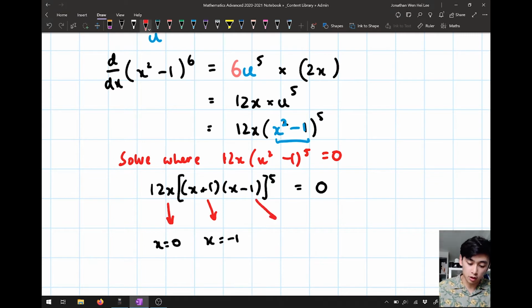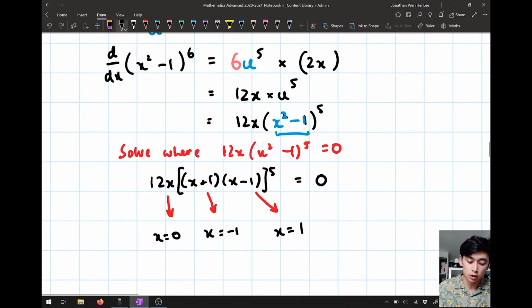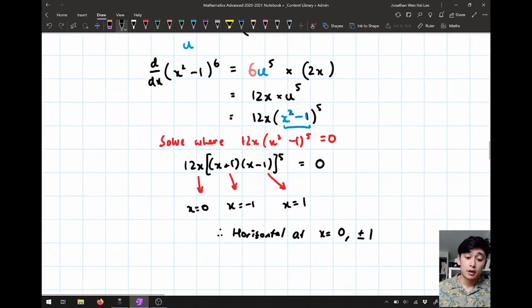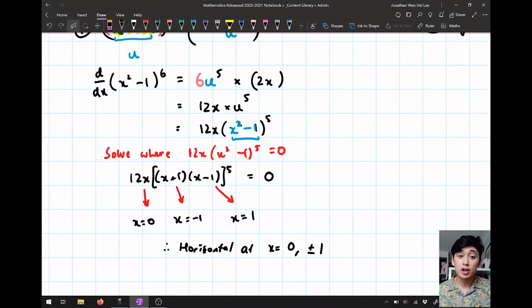And my third one, x minus 1, means that x is equal to 1 is a solution. So therefore, the gradient is horizontal at x is equal to 0 and plus and minus 1. Okay, so this is how we differentiate using the chain rule.